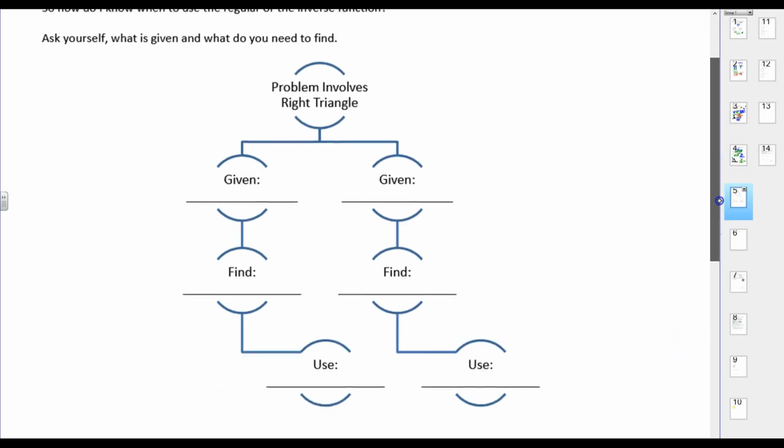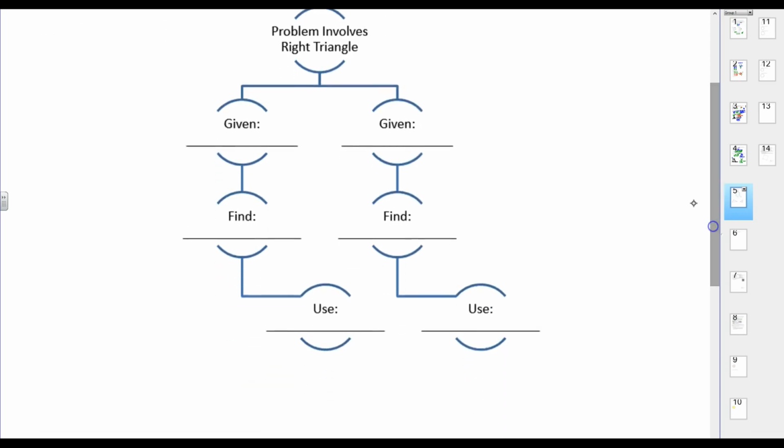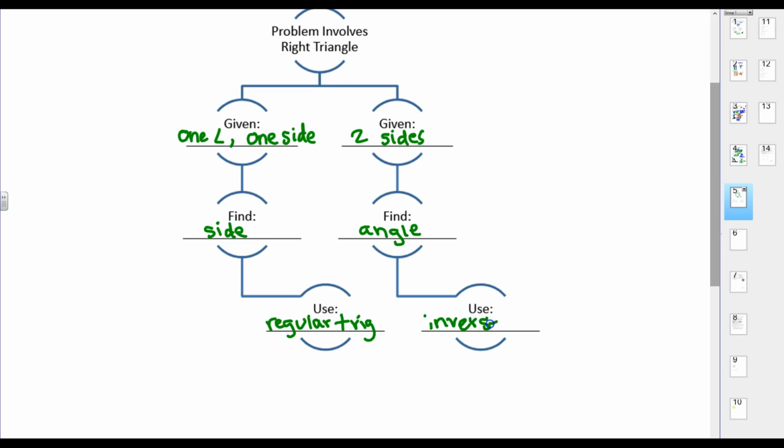All right, so let's talk about how you determine when to do what. For problems involving right triangles, if you're given one angle and one side, and you need to find a side, you're going to use regular trig, not the inverse. Whereas if you're given 2 sides and you need to find an angle, you're going to use inverse trig. That's the -1, right?